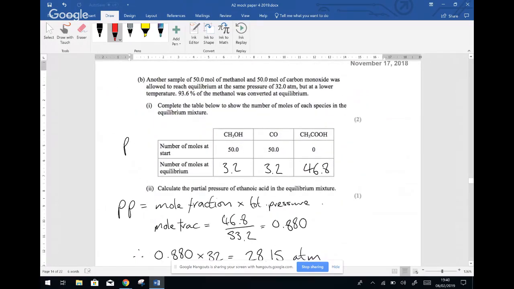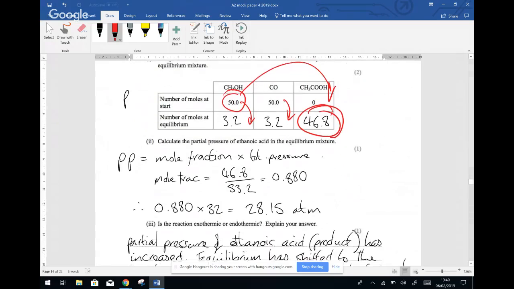Next, equilibrium moles. Another sample of 50 moles of methanol and carbon monoxide allowed to reach equilibrium at the following temperature, and 93.6% of the methanol was converted. Right, complete the table below. So 93.6% of methanol was converted. Take the 50 moles of methanol, divide that by 100 and times it by 93.6, and I get 46.8. So that was the amount I was going to make of this, and whatever's left of those two will be the same, 3.2.